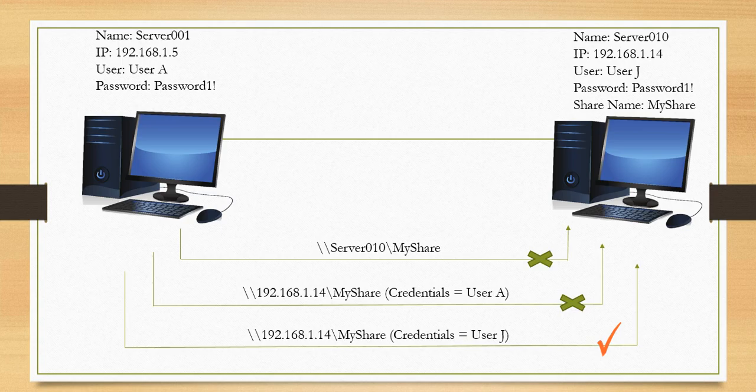In the next situation, wherein the same user tries to access my share, and in the credential prompt which he gets, he enters the credentials of user J. Now this time, machine 010 checks user J credentials in its own database, which it is able to find. It authenticates and gives the access to user A.